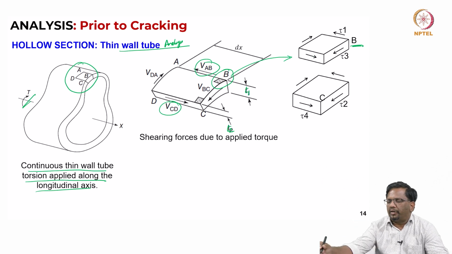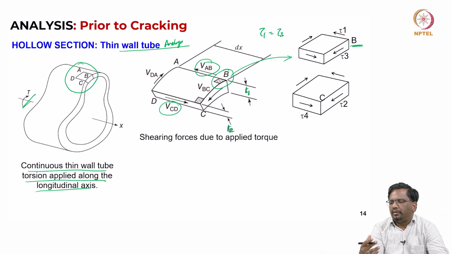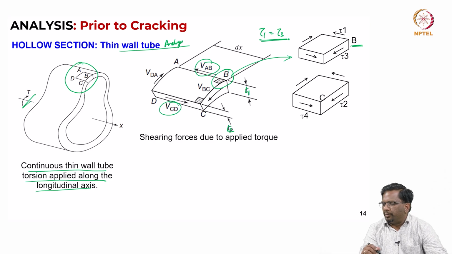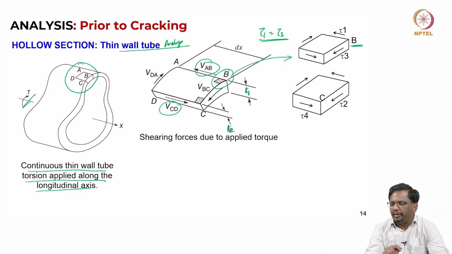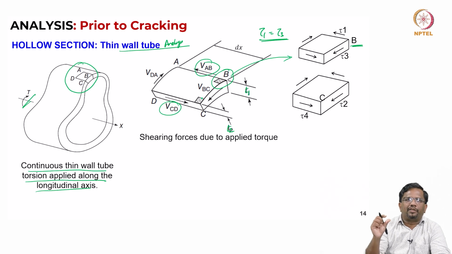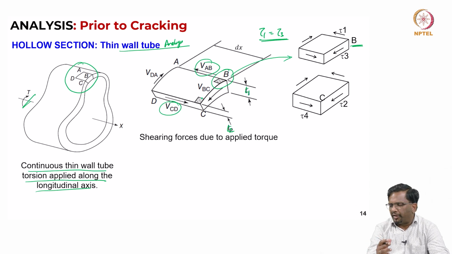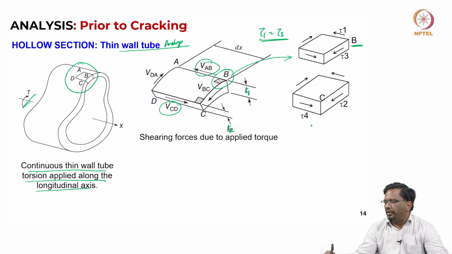Now, to satisfy the moment equilibrium, you will find that tau 1 will be equal to tau 3 in terms of magnitude. The directions are different. Similarly, look at element C, a small portion of this element ABCD at the location C. The thickness is not going to change much, so it remains constant. From moment equilibrium, again tau 4 should be equal to tau 2. This is from this element and this is from this element.